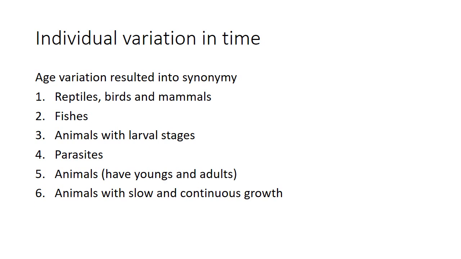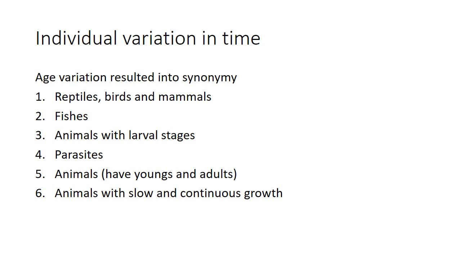Individual variation in time. Number 1, it's age variation. So animals in general pass through a series of juvenile or larval stages in which they may be quite different from their adult forms, due to which there might be confusion for the taxonomists while doing identification, and that may lead to cases of synonymies. Synonymy, again, I tell you, is the naming of the same species multiple times. Multiple names of the same species is called synonymy.